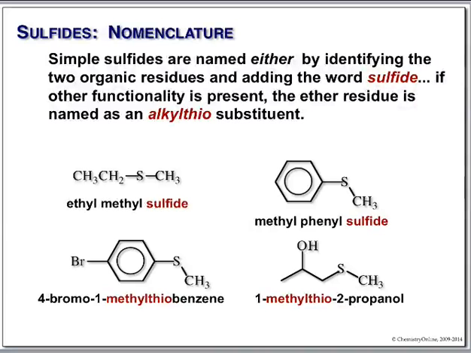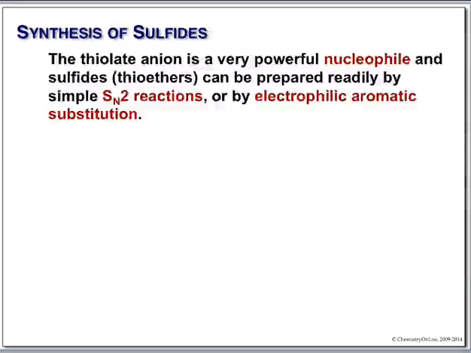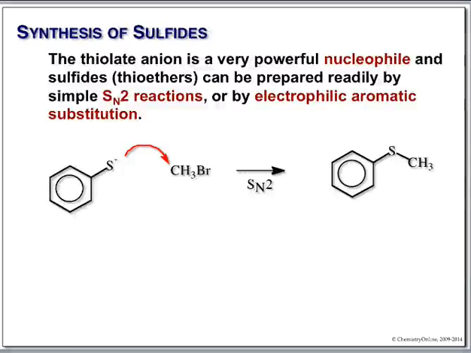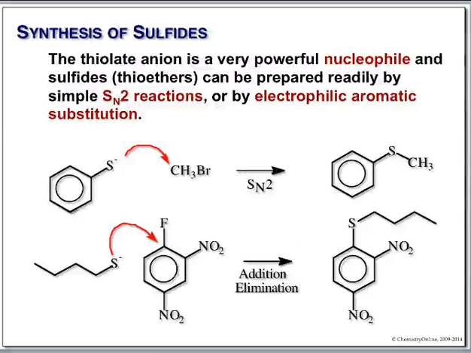Now, how do you make ethers? You make them by the Williamson synthesis, right? How do you make sulfides? Simplest way is by the sulfur equivalent of the Williamson synthesis. Sulfur anion, very good nucleophile, much better than oxygen. Simple SN2 reaction, and we get methyl phenyl sulfide.